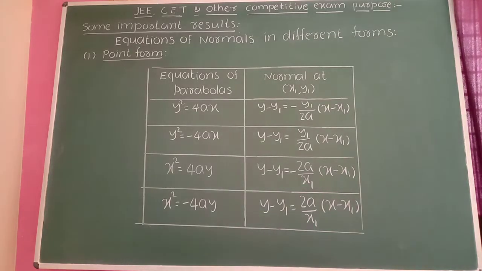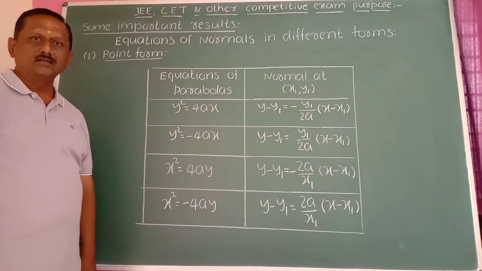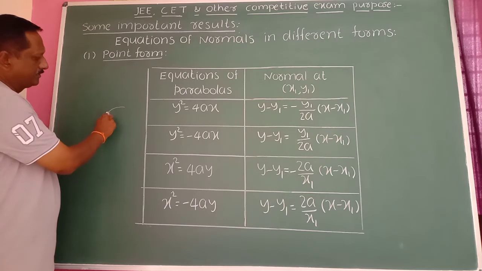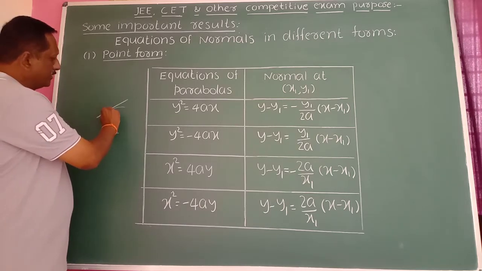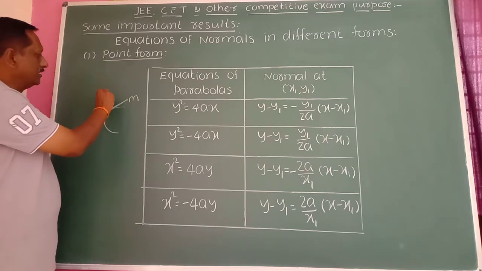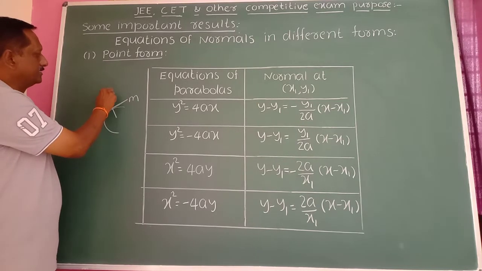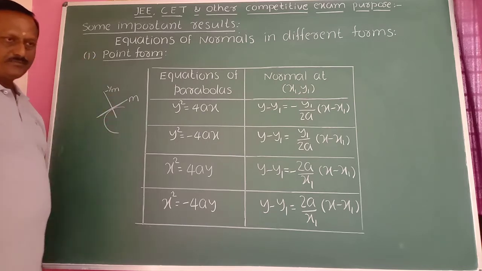Now the equations of normals in different forms. Point form. For this, we can use the differentiation method also. Suppose this is a parabola and this is a tangent, and the slope of the tangent is usually denoted by m. A normal is always perpendicular to the tangent at this point, so its slope should be minus 1 divided by m.